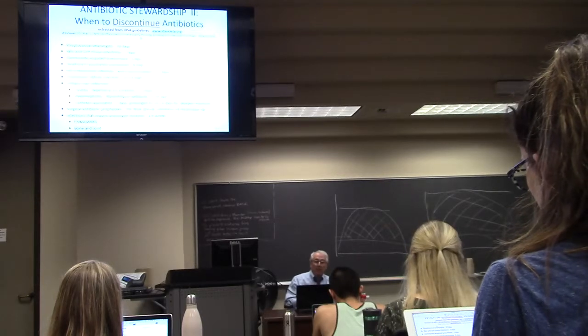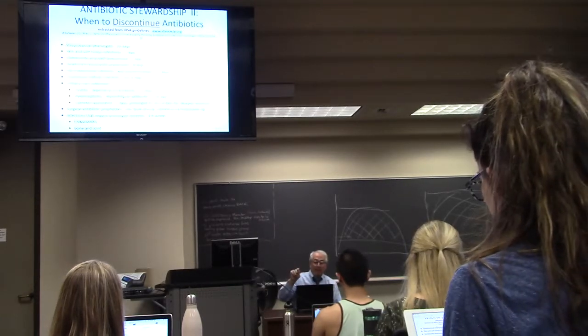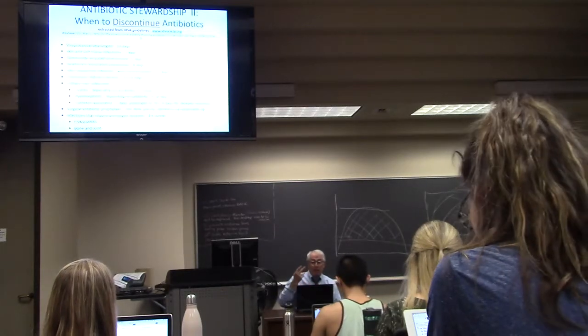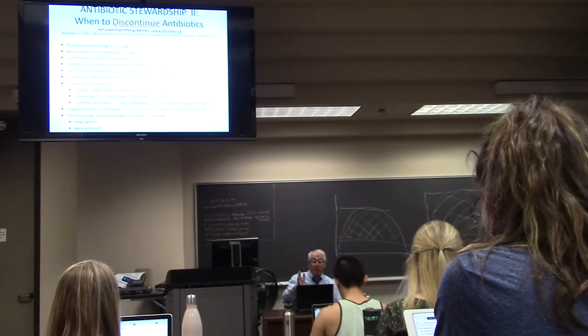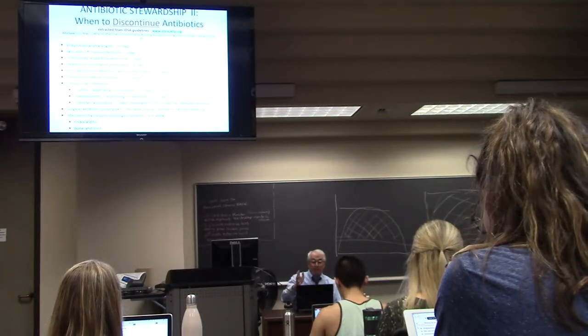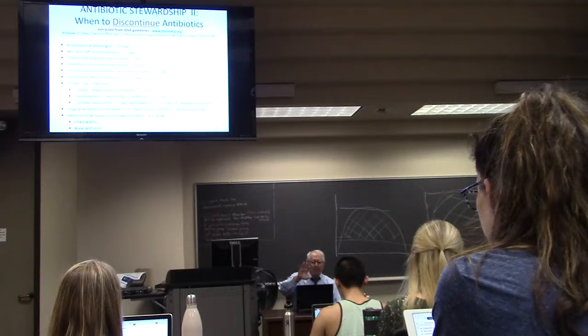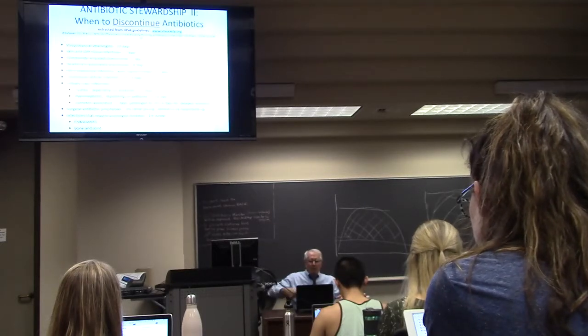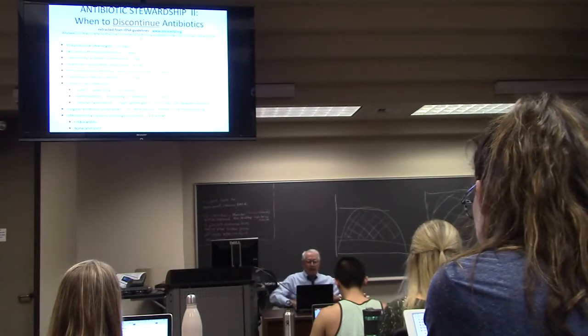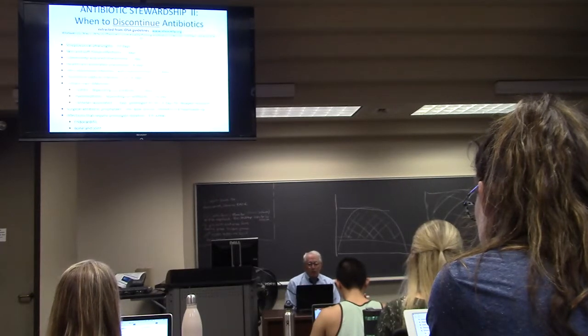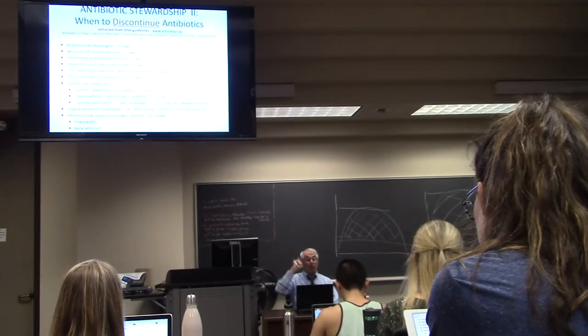Skin and soft tissue infections, 5 days. Community-acquired pneumonia, 5 days. Ventilator-associated pneumonia, or healthcare-associated pneumonia, 8 days. Intra-abdominal infections, 4 to 7 days. C. diff, 10 to 14 days. Urinary tract infections, depends on the study, depends if it's just cystitis or pyelonephritis or catheter-associated, so it's variable. Surgical antibiotic prophylaxis, 1 dose before surgery is it.